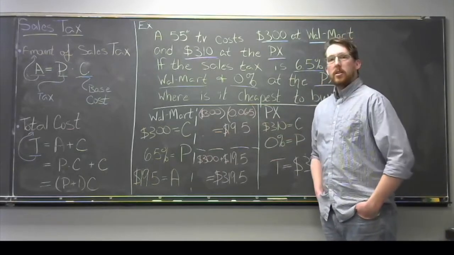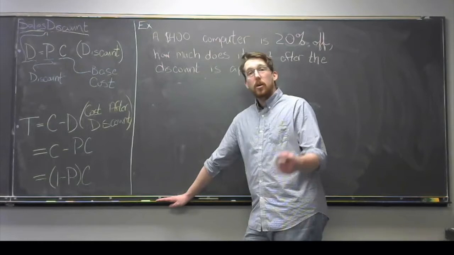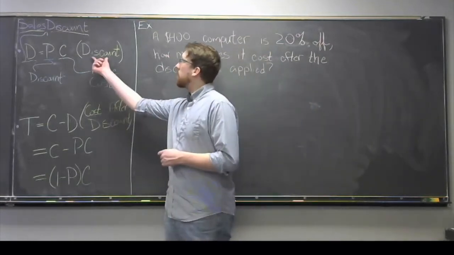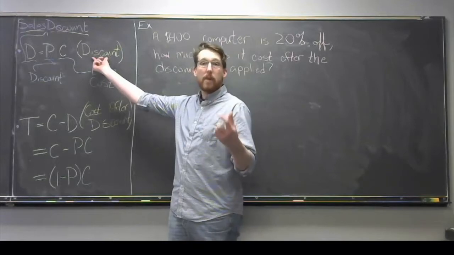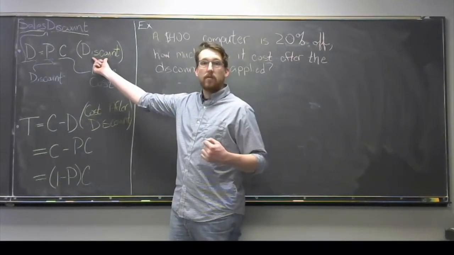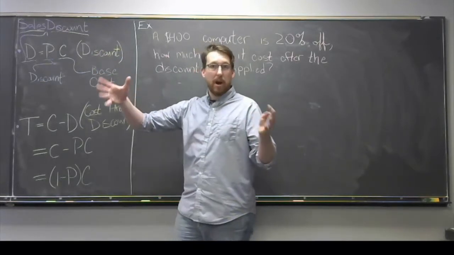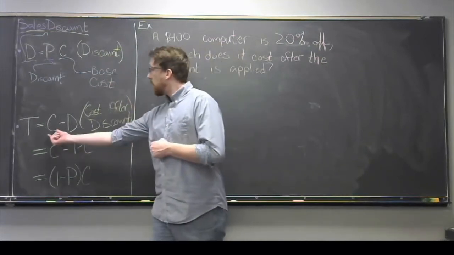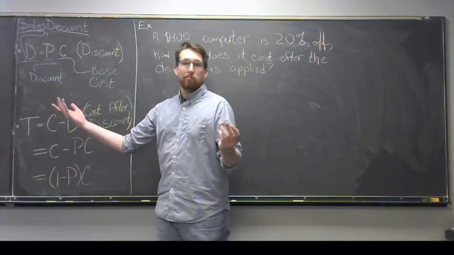Cool, so let's move on to discounts. To calculate sales discount, we first want to calculate the exact dollar amount that we're taking off of our price, right? Then we want to subtract that discount from the original cost. Pretty straightforward.